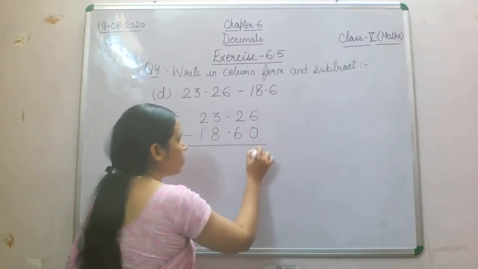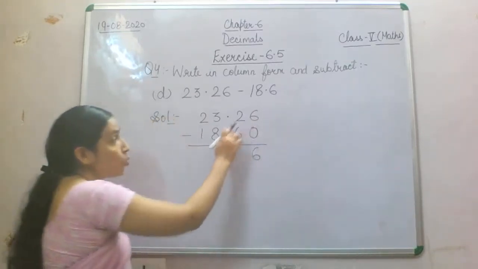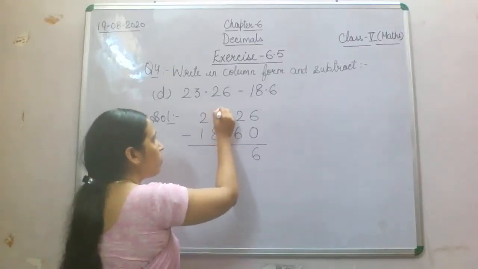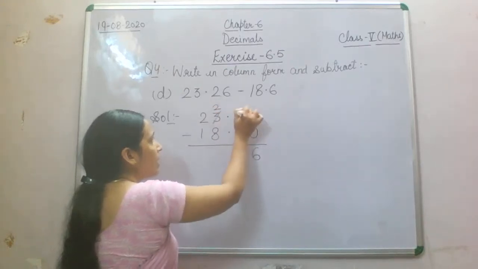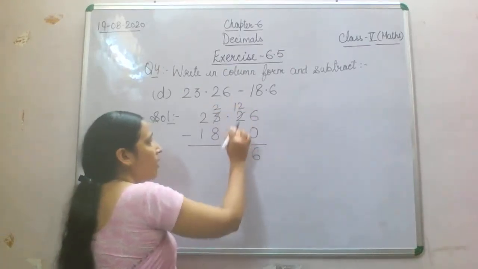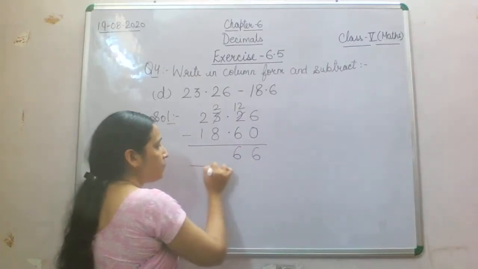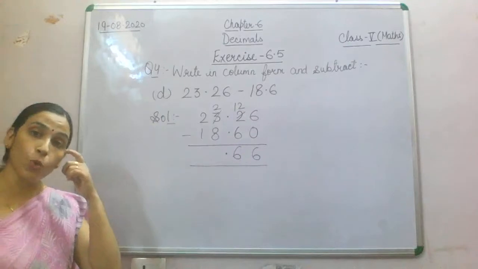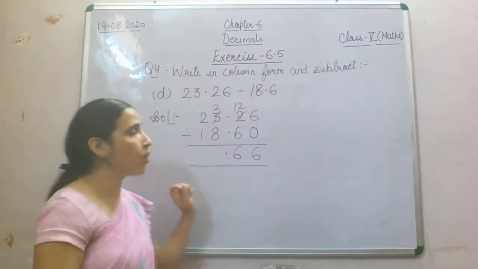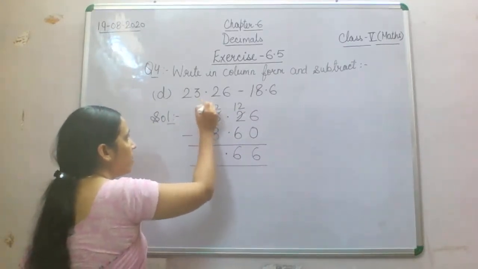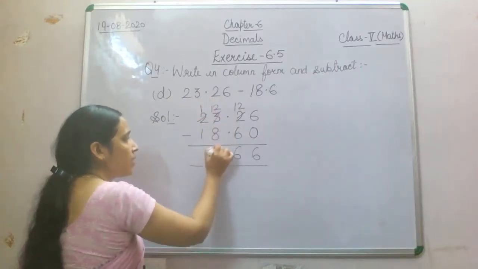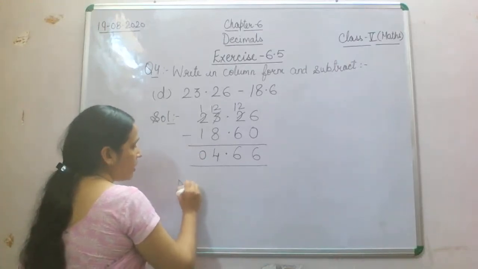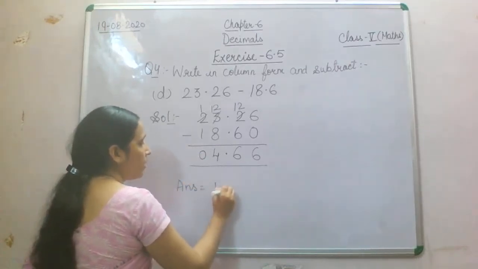Now 6 minus 0 is 6. From 2 you cannot subtract 6 because 2 is smaller, so 2 will borrow from this 3. This will become 2 and this will become 12. 12 minus 6, you get 6. Put the decimal. Now from 2 you cannot subtract 8, so this 2 will borrow from this 2. This will become 1 and this will become 12. 12 minus 8, we get 4, and this will become 0. So the answer here is 4.66.